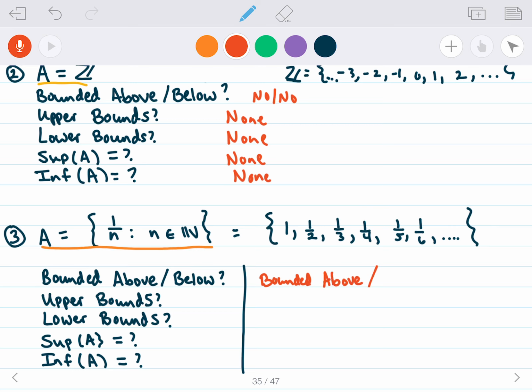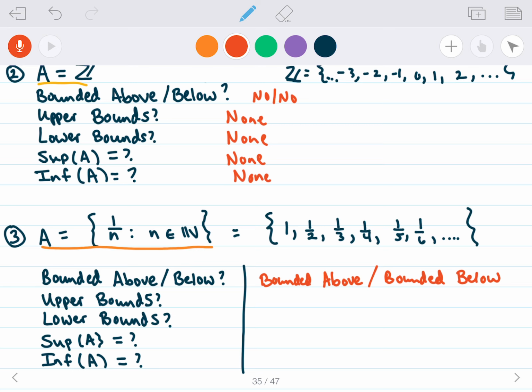And it is also bounded below because no matter how large we make n, we're never going to get to 0. We're going to get really, really close to 0. We can make little n as large as we want to, but we're never actually going to get to 0. So this is also bounded below. Okay, so the upper bounds.